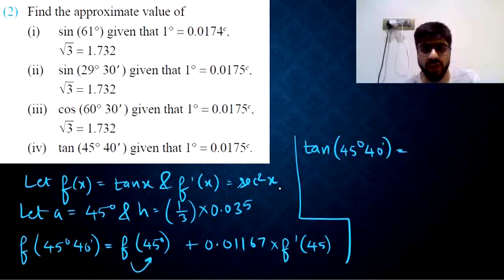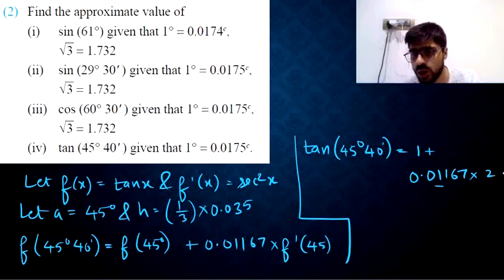That will be f of 45, which is tan 45, that is 1. Plus we have 0.01167 multiplied by f dash 45. F dash 45 will be sec square 45, which will be equal to 2. So when I multiply that with 2, I have 60. Okay, let's do that step by step.